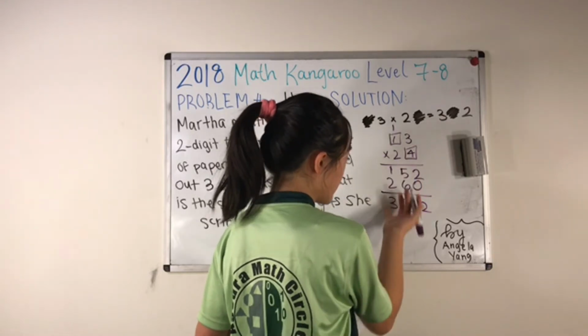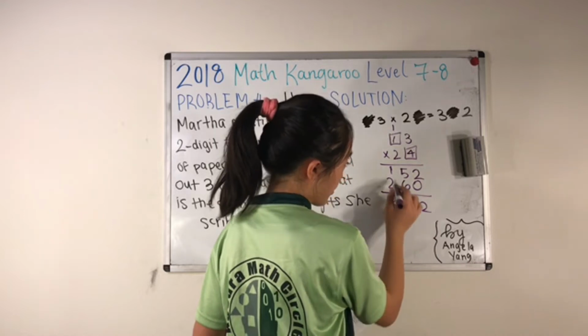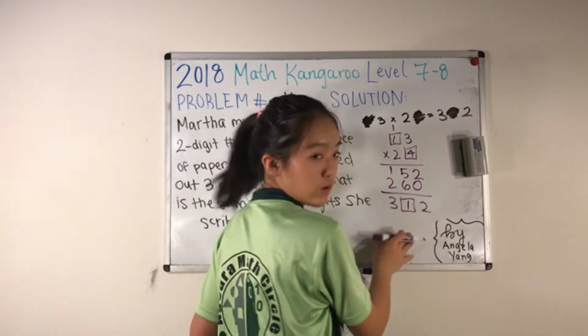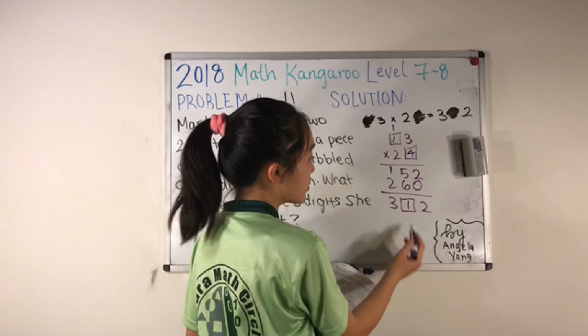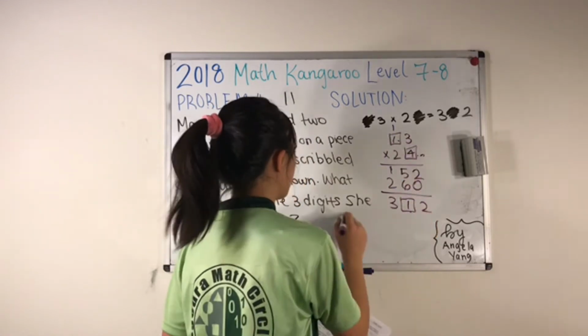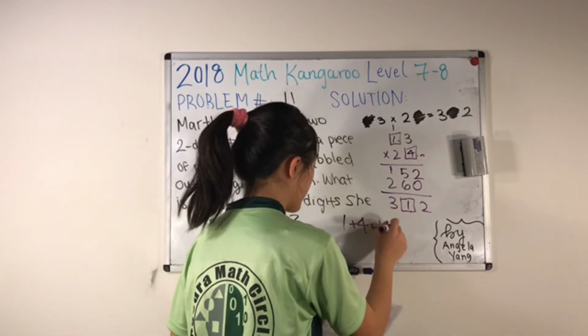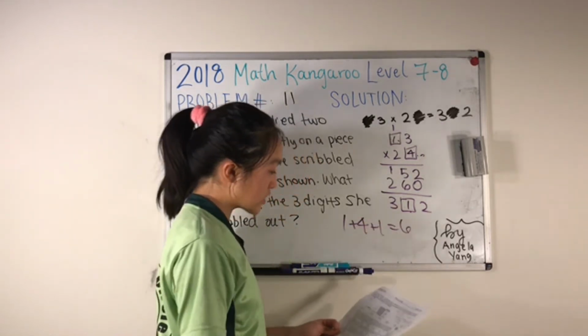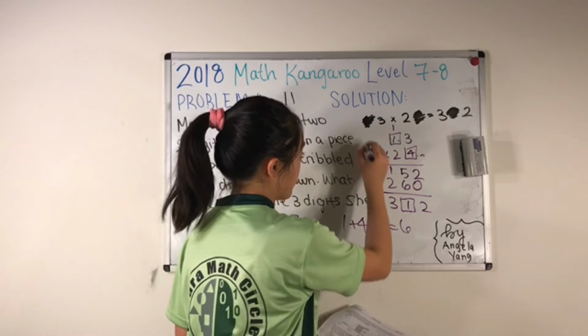So then we'd have this number, right? And then that would be equal to 312, and this perfectly works together. So now we just take the numbers in the boxes. That's 1, 4, and 1. So 1 plus 4 plus 1 equals 6, which is our answer and gives us our answer of letter B.